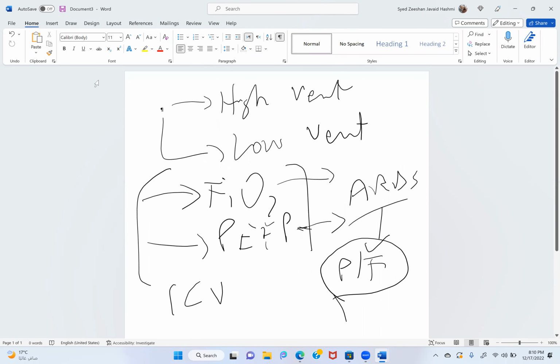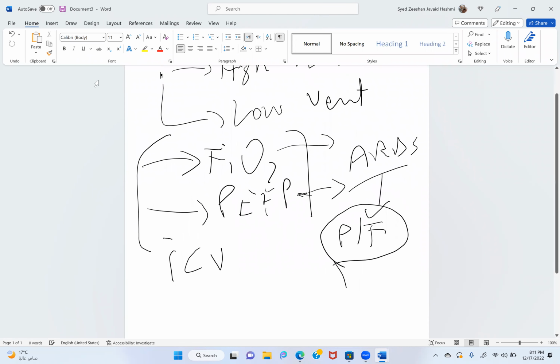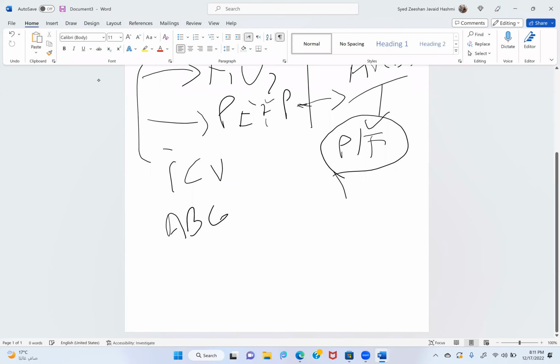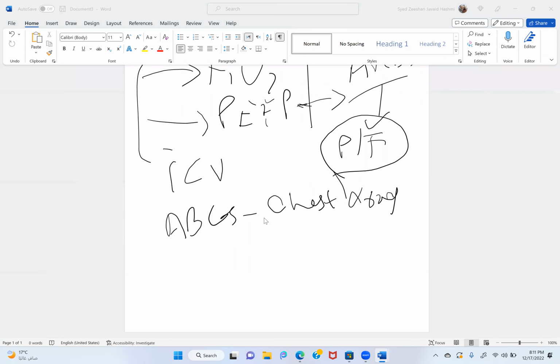This is just your mind exercise: whenever you are receiving a patient with reference to the respiratory system, you will be looking at these things. How much is the FiO2, how much is the PEEP, how much is the PF ratio, are the lungs ventilated? Of course, you will be correlating with ABGs and chest X-ray. This is the minimum you will be looking at.